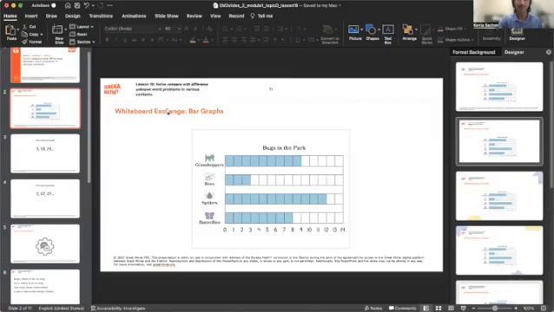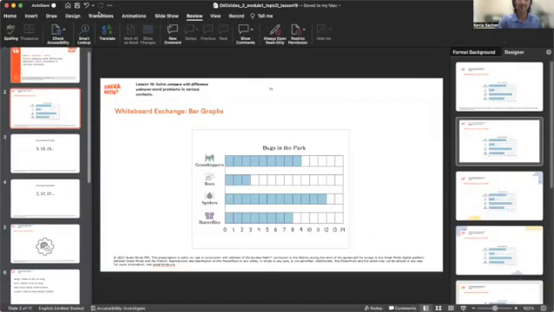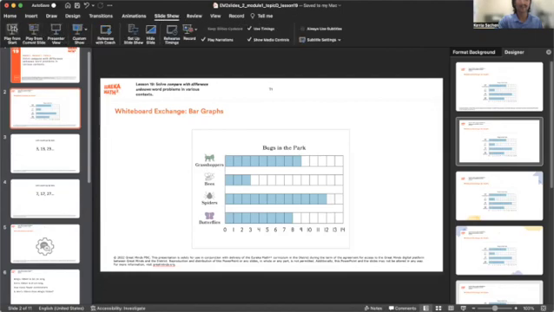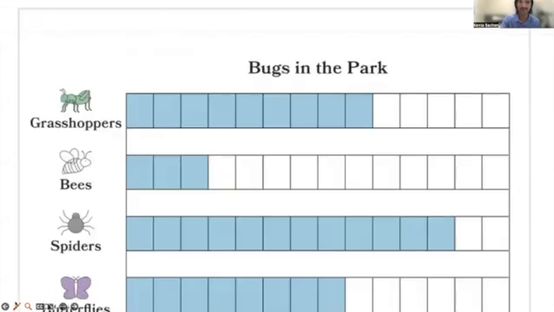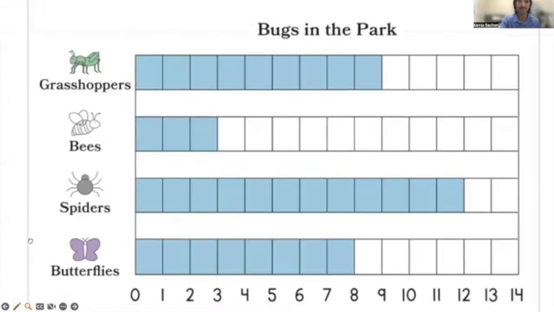Okay, so just like yesterday, we're going to review the graphs from the beginning of the year. We have some bugs in the park, right? Remember, we had some grasshoppers, some bees, some spiders, and some butterflies. Paloma, how many grasshoppers did we find? Yeah, nine, right? There's nine grasshoppers that we found. Now we're a little zoomed in, perfect.